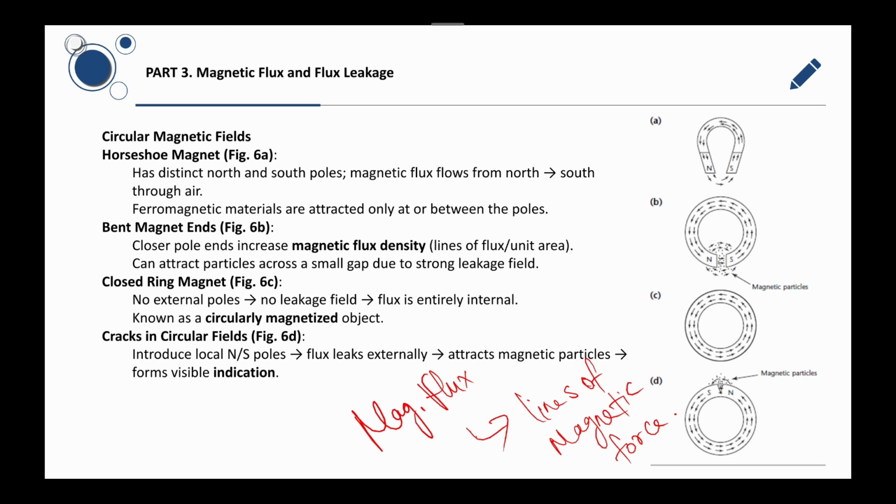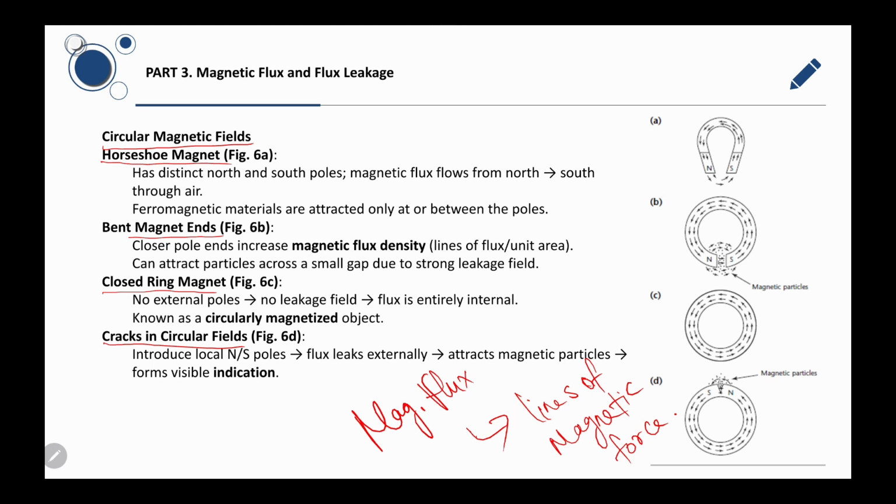There are two types of magnetic fields, circular magnetic field and longitudinal magnetic field. We will look at each one by one. First, we look at the circular magnetic field. Let's look at some examples of circular magnetic fields: horseshoe magnet, bent magnet ends, closed ring magnet, and cracks in magnetic field.